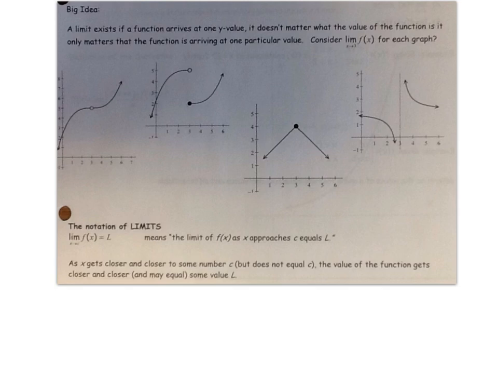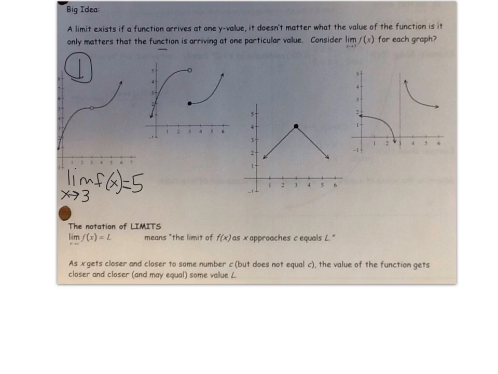So the first graph has a hole at 3, so it's not defined at 3, but it still would have a limit. That limit as x approaches 3 for this function f of x would equal 5 because the function approaches 5 on the left and right side of the graph.